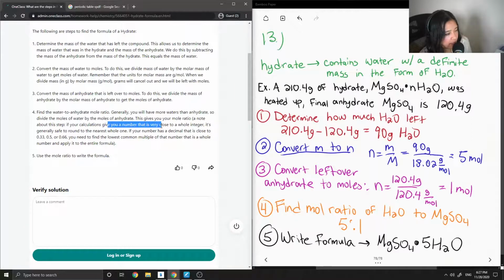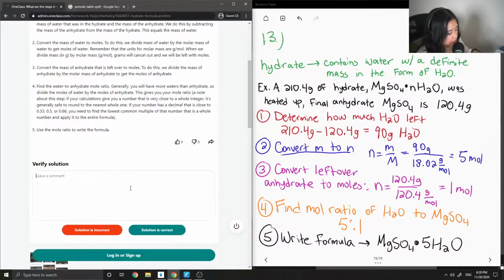If you get a value that is close to a whole integer, then you generally just have to round to the nearest whole number. If your mole number has a decimal that is close to 0.33 or 0.5 or 0.66, you need to find the lowest common multiple of that number that is a whole number and apply it to the entire formula. Step 5, use the mole ratio to write the formula. Yep, so the solution is correct.